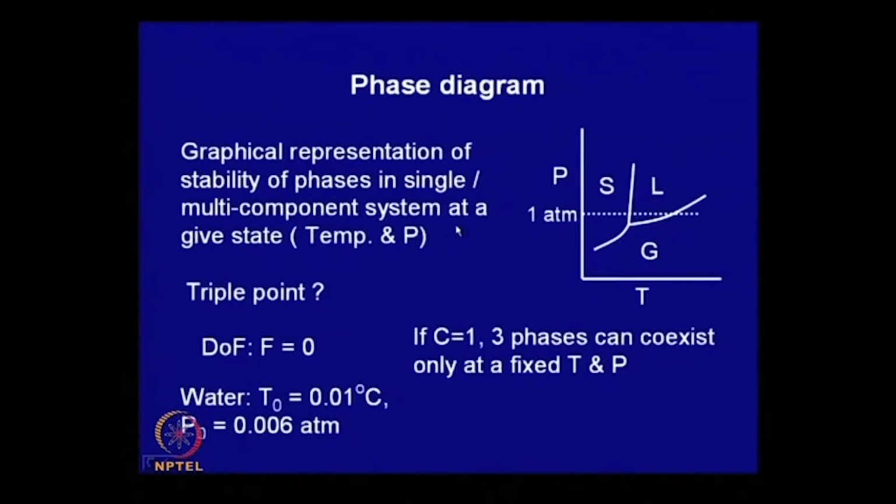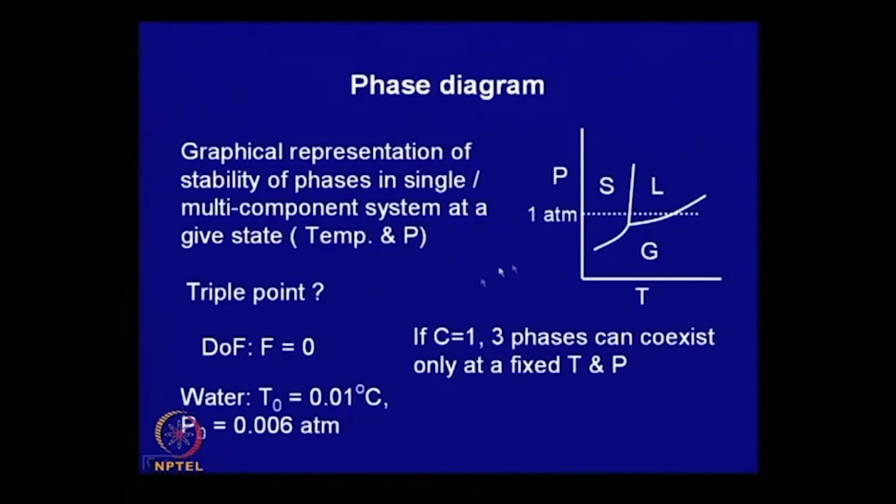Now, what is a phase diagram? Basically, a phase diagram is a graphical representation of the stability of phases in a single or multi-component system at a given state, and a state is defined in terms of control variables. Usually only two of temperature, pressure and volume can be controlled, and for most practical purposes we can control temperature and pressure.